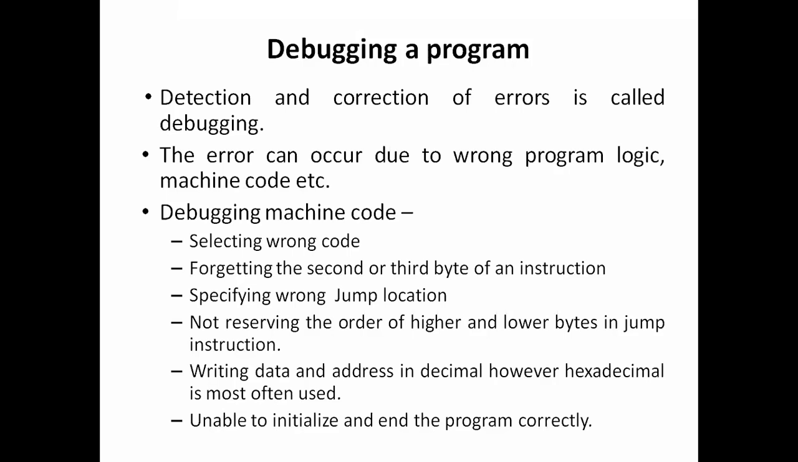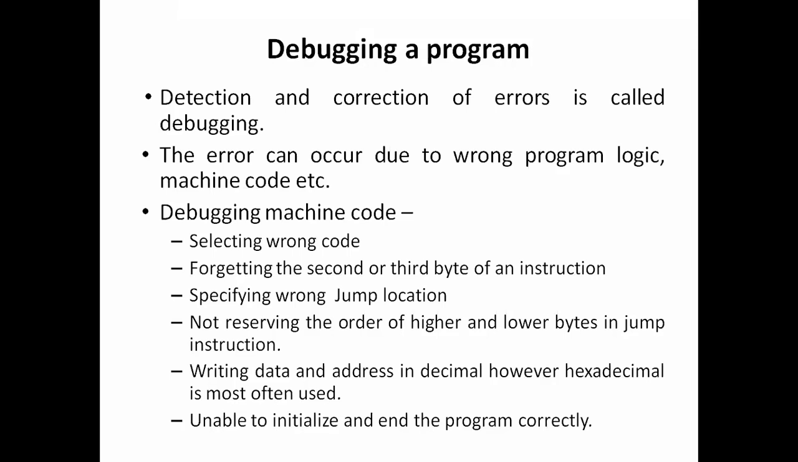Now, there are many kinds of errors which can occur. It may be that the logic which has been used to solve the problem is wrong. It may be that the machine codes which are being used for getting the solution of the program are wrong. The order in which the instructions have to be written may be wrong.